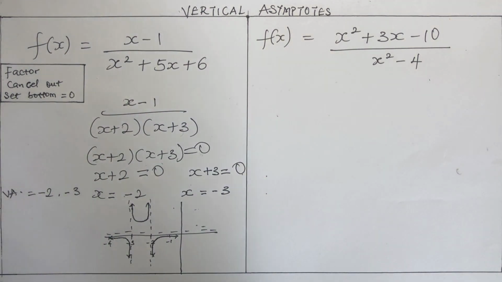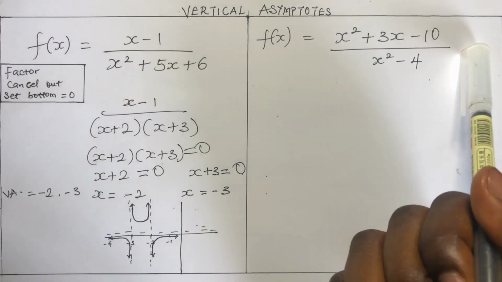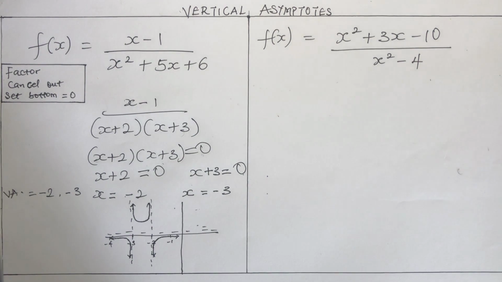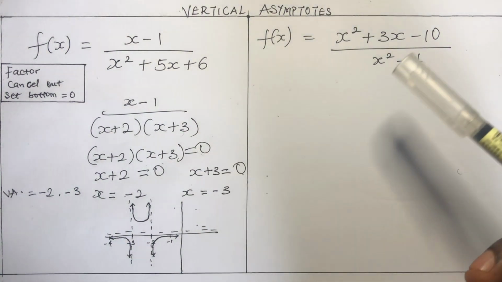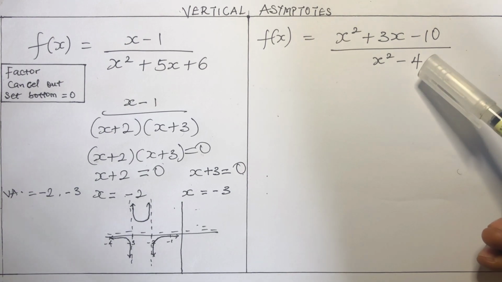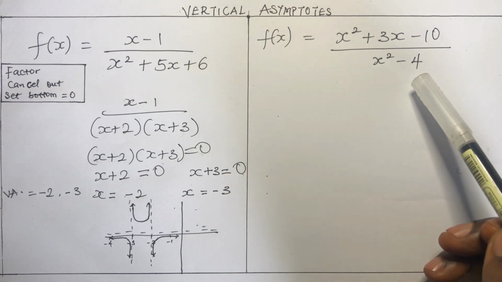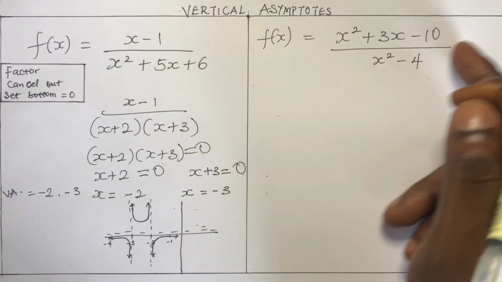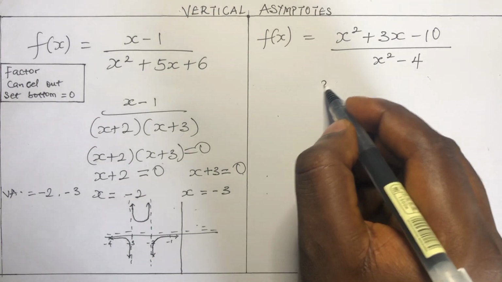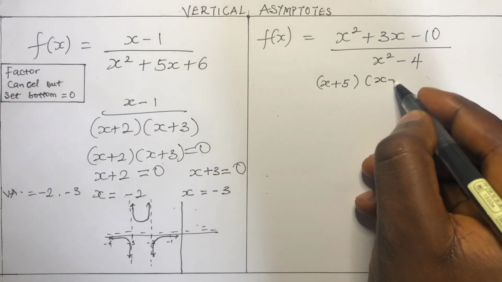And in the next function, we have x squared plus 3x minus 10, all divided by x squared minus 4. Right. So in this function, if we take a good look, we'll see that we can actually factorize both the numerator and the denominator. We can factorize the denominator using difference of two squares, since 4 is a perfect square, and we'll have x squared as well. So if we factorize the numerator, we have x plus 5 and x minus 2.